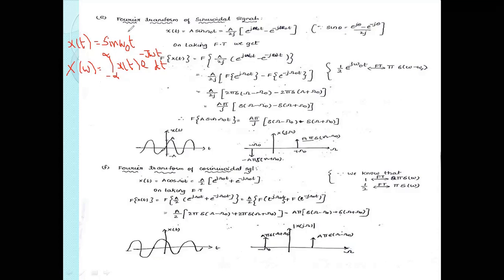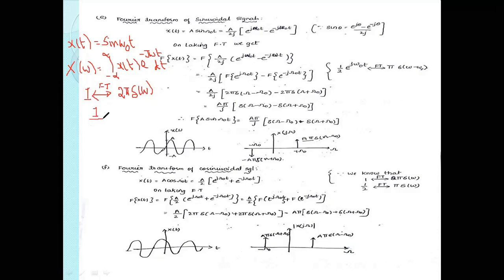To find the Fourier transformation of a sinusoidal signal, we are not using the definition of the Fourier transformation, but we use the Fourier transformation of the constant, that is, the Fourier transformation of 1. What is the Fourier transformation of 1? It is 2 pi into delta omega. Last class we derived this, 2 pi delta omega, by using the duality property.